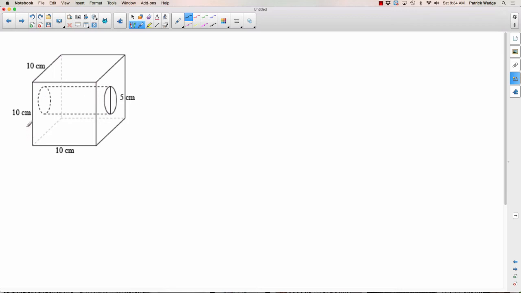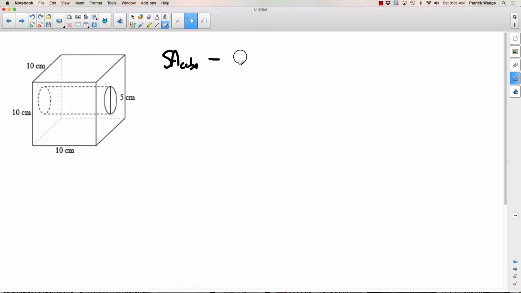So let's think about this. What do we need to find? Well, the part that most people don't have problems with is you need to find the total surface area of the cube, and then they say you need to minus the surface area of the cylinder. But it's not exactly correct. Let's think about this for a second.